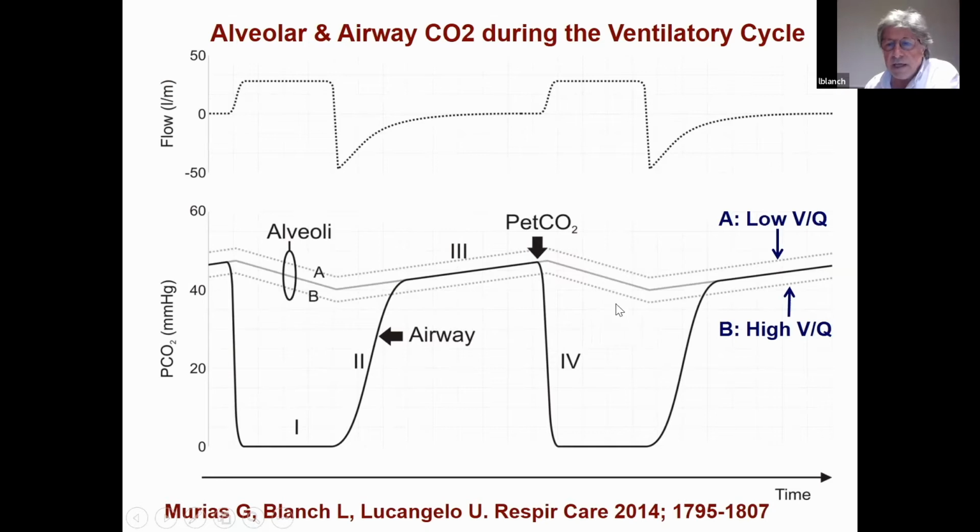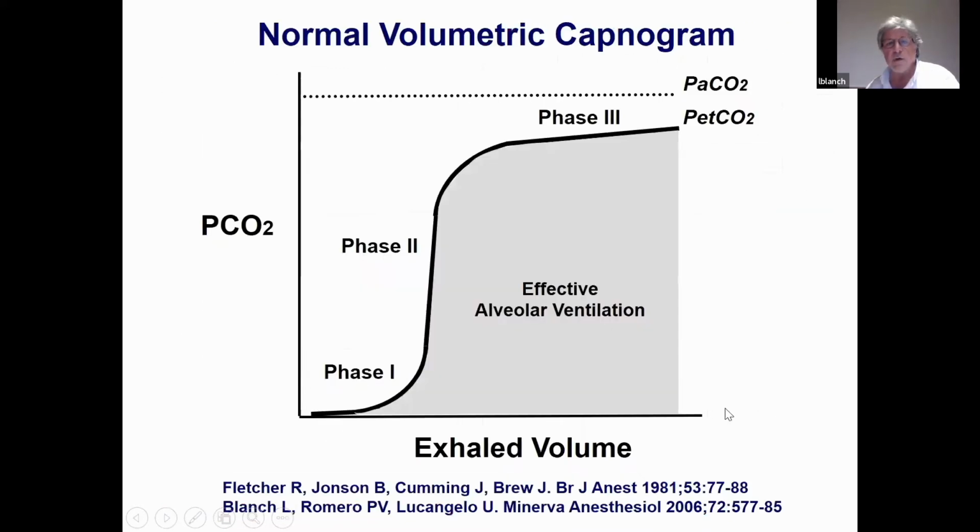millimeters of mercury. In case of a low V/Q, where there is poor ventilation but good perfusion, this difference increases, and when there is a high V/Q due to an impairment in perfusion, usually the end-tidal CO2 decreases. But this is what happens at the alveoli, and this is what happens in that case at the airway.